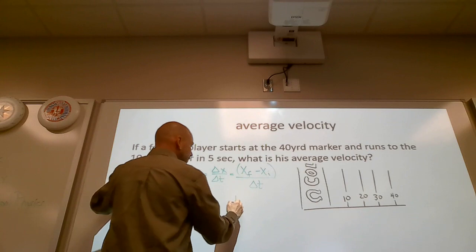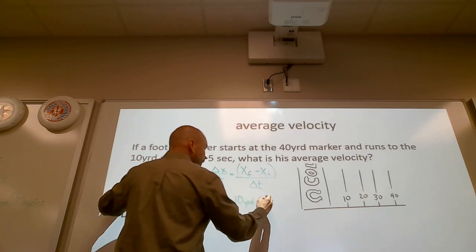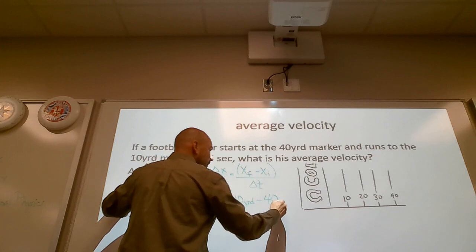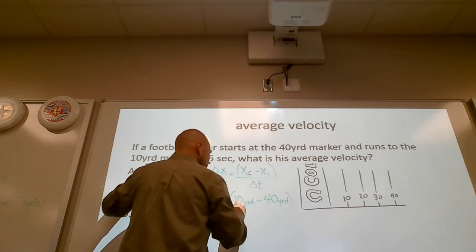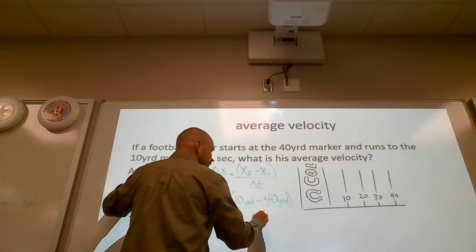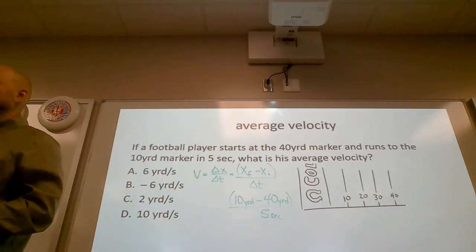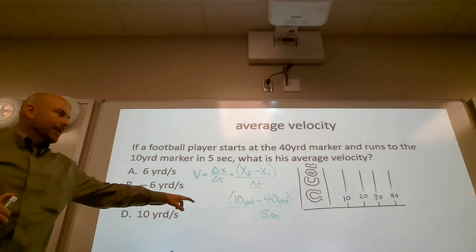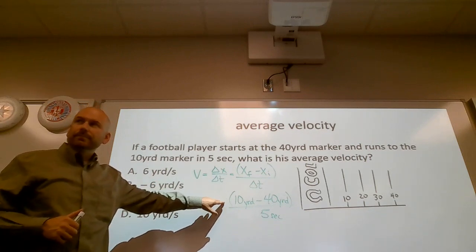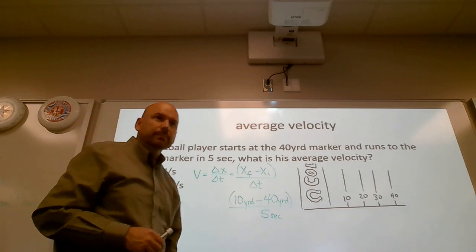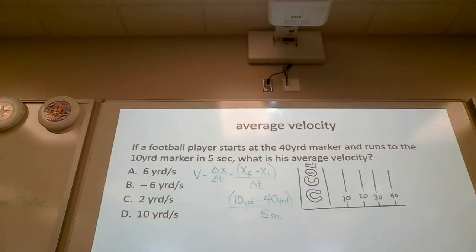So my final was 10 yards minus my initial was 40 yards over time duration of 5 seconds. So I get negative 30 divided by 5. So negative 6 meters a second. What does the negative sign communicate? Direction.